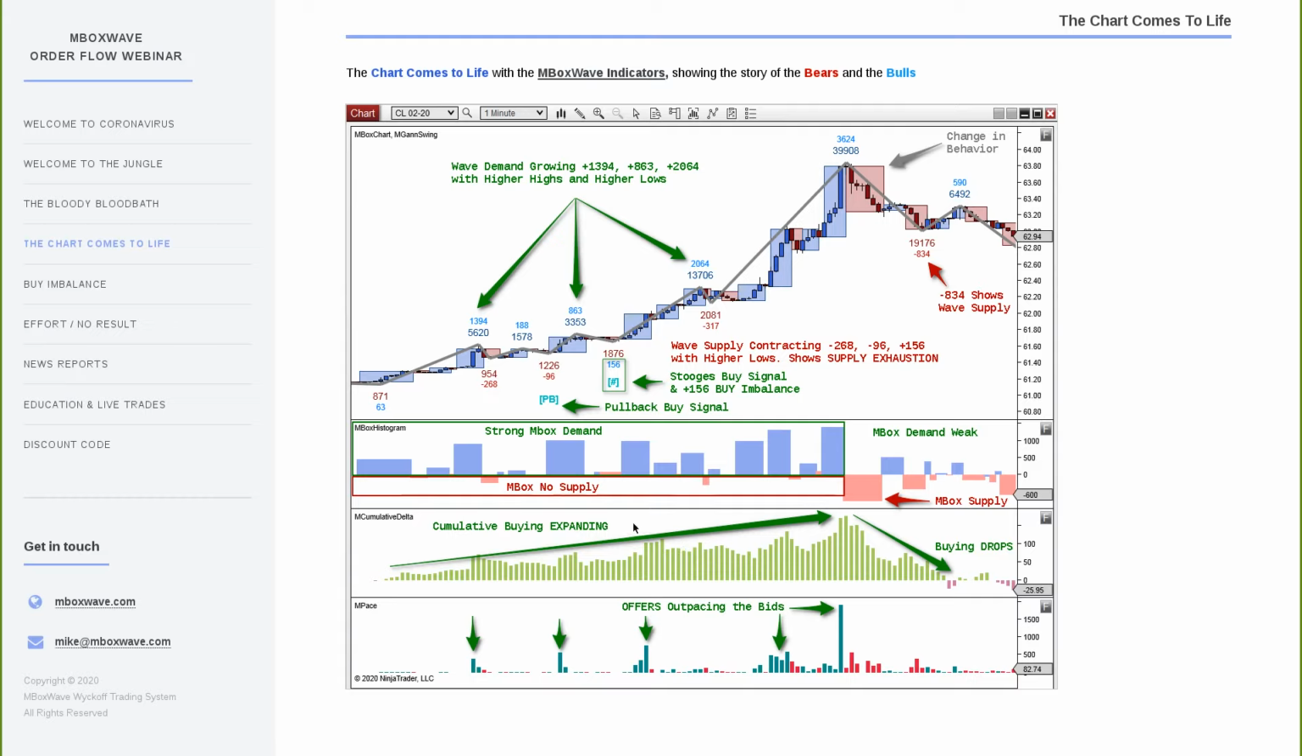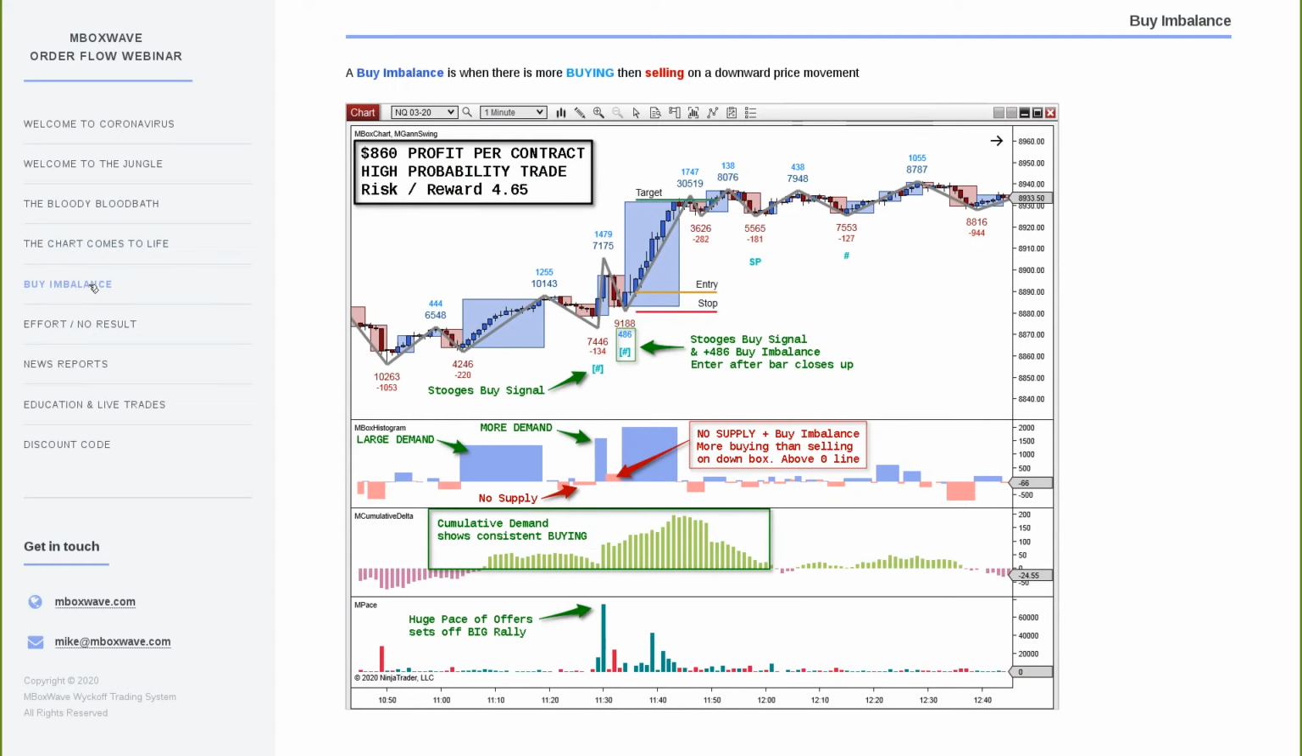All right, so let's move along since we don't have much time. By the way, this is a 1 minute chart. I mostly day trade, so I'm showing these day trade charts, but for the coronavirus, I wanted to show long term how that looked. So let's look again at the buy imbalance, right? This was on the NASDAQ. This was a memorable trade I took.